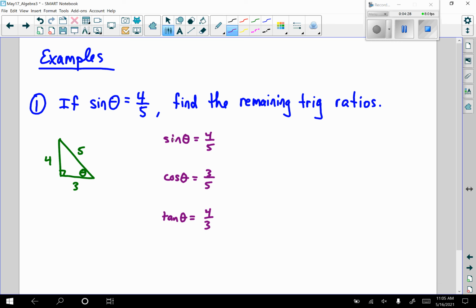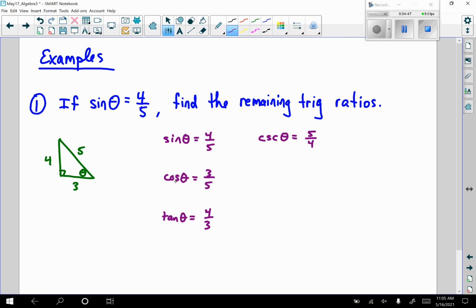Remember, if that starts with an S, its reciprocal starts with a C. So cosecant of theta is simply the reciprocal of 4/5, so that's 5/4. Where sine is opposite over hypotenuse, cosecant would be hypotenuse over opposite, but it's a lot easier to just flip the fraction.